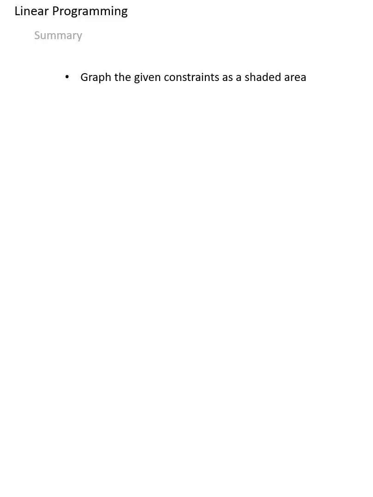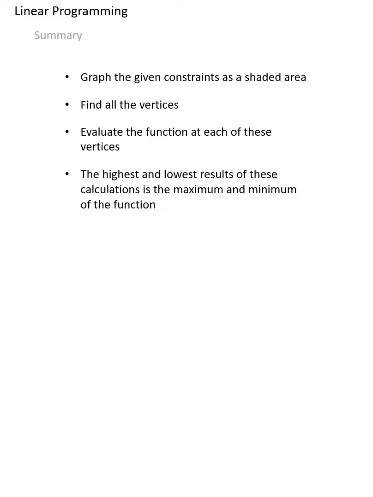In summary, the first thing you'll do in a linear programming problem is you'll graph the given constraints as a shaded area. Then you'll find all the vertices. You'll then plug those vertices into the function that you're trying to optimize. You'll look at your list of answers. Whichever one is highest is the maximum, whichever one is lowest is the minimum. And that completes this lesson on linear programming.